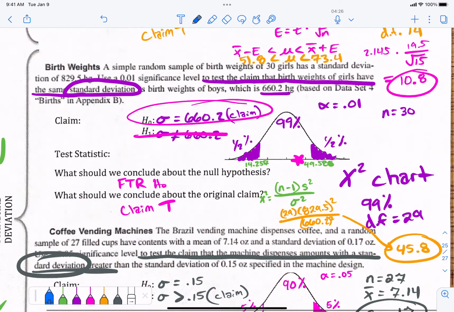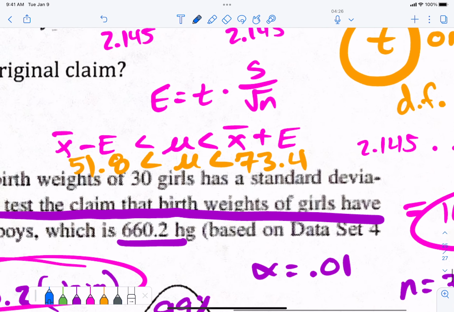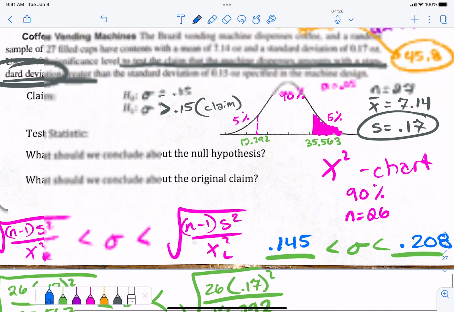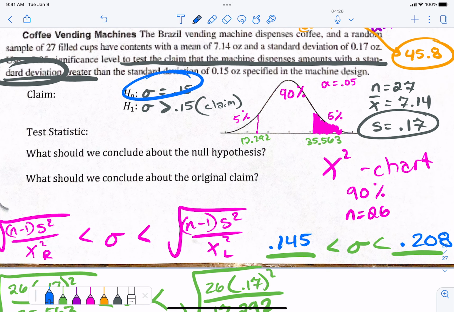How do you know if that's even right? Because the confidence interval that we had up here was like 51 and 78. How did we go from 51 to 78? This is standard deviation. Look at your claim. You are claiming 0.15. Is this about 0.15? Yes. That's why our numbers are so small, right?